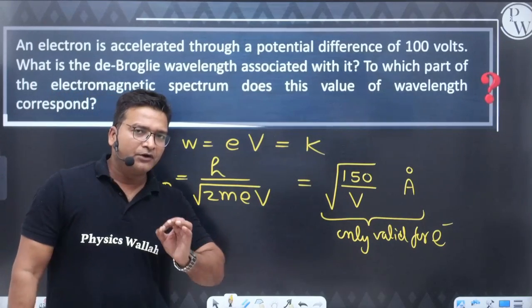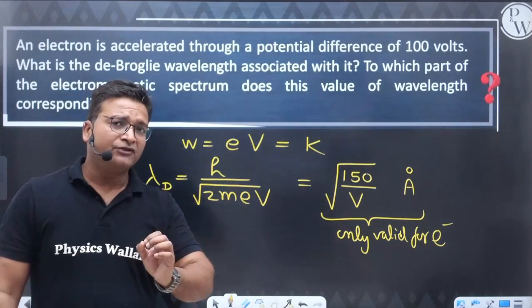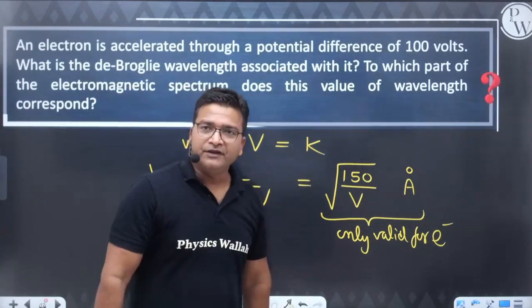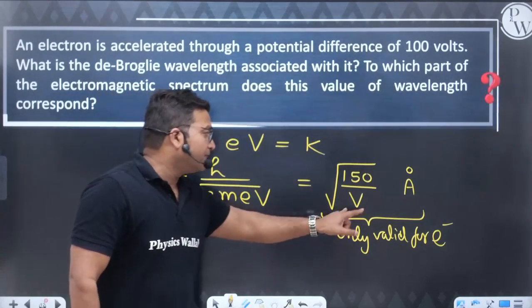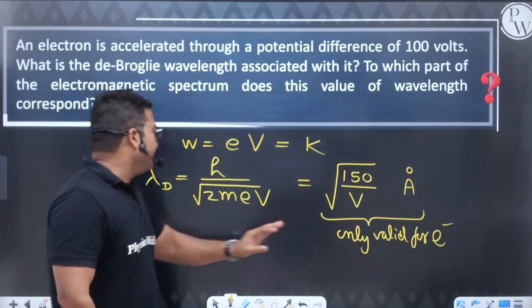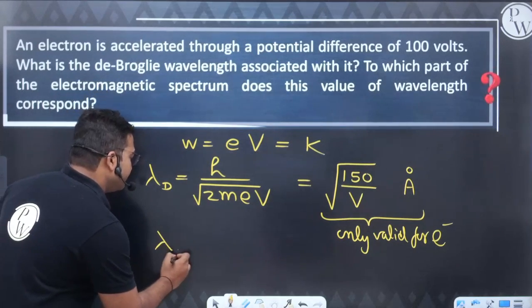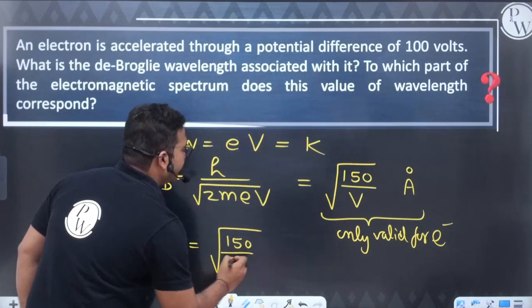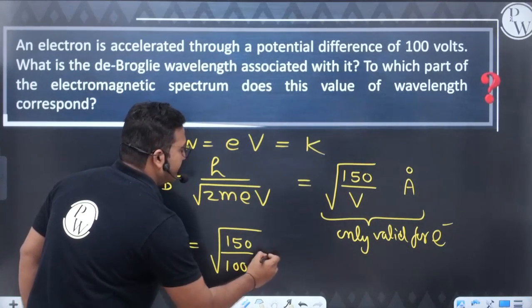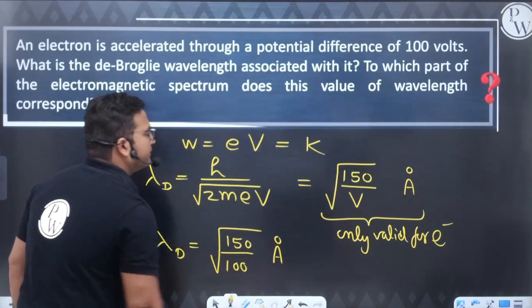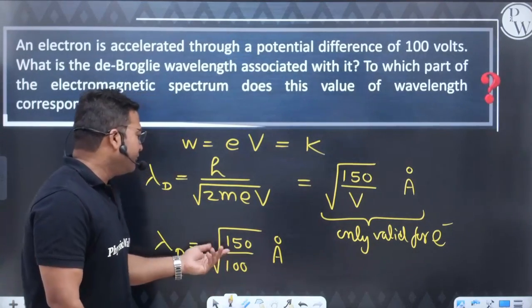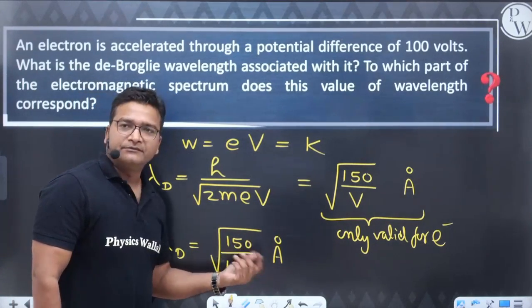So if you want to calculate the de Broglie wavelength of an electron which is accelerated by some potential difference V, you can use this formula for electrons, and simply the de Broglie wavelength would be the square root of 150 divided by 100, and the answer is going to be in angstrom. So that is your answer. You can calculate it very easily. It will be something like 1.2.